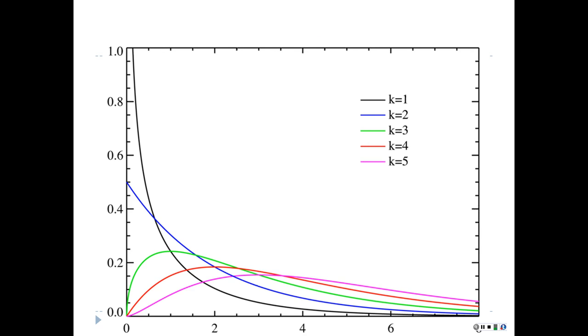So here's what the chi-squared distributions look like. Like the t-distribution, it's actually not one distribution. It's a different one for each degrees of freedom. You don't have to know this.